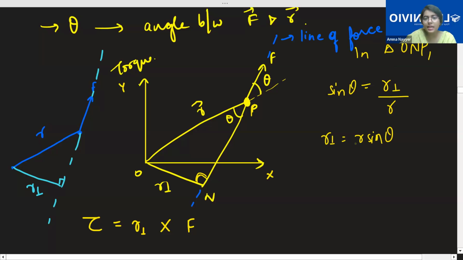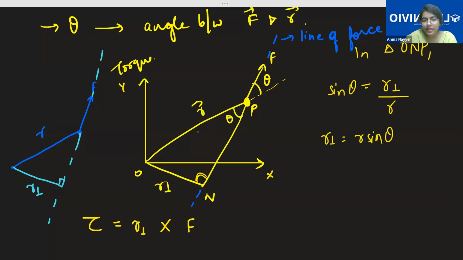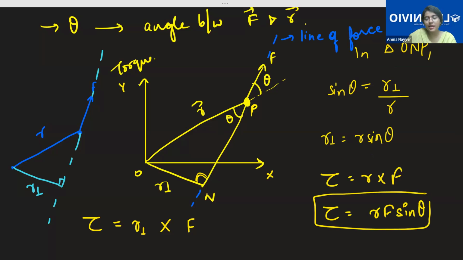Sine theta is R perpendicular by R. From the triangle OP, sine theta is the perpendicular by the hypotenuse, which is R perpendicular by R. So from here, R perpendicular is R sine theta. Torque is R cross F, and when we open the cross product, this is RF sine theta. This is the torque. So torque is basically the rotational analog of force.